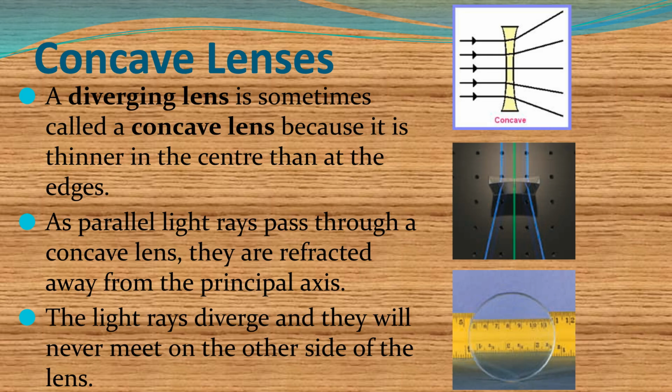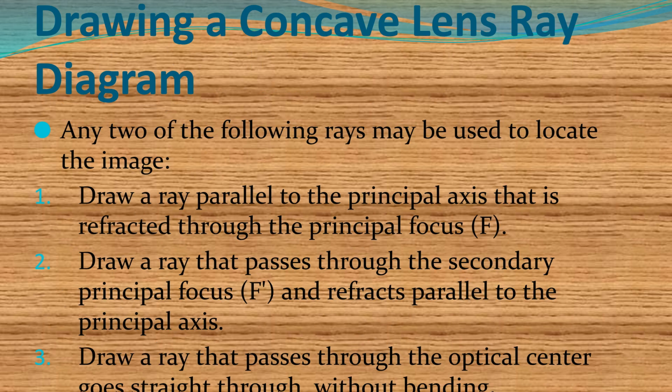A diverging lens, or concave lens, is thinner in the center. Parallel light rays refract away from the principal axis, diverging so they never meet. The resulting image is always upright, virtual, and smaller than the object. To locate the image in a concave lens ray diagram, you can use any two of these rays. A ray parallel to the axis refracts through F, a ray through F' refracts parallel to the axis, or a ray through the optical center goes straight.